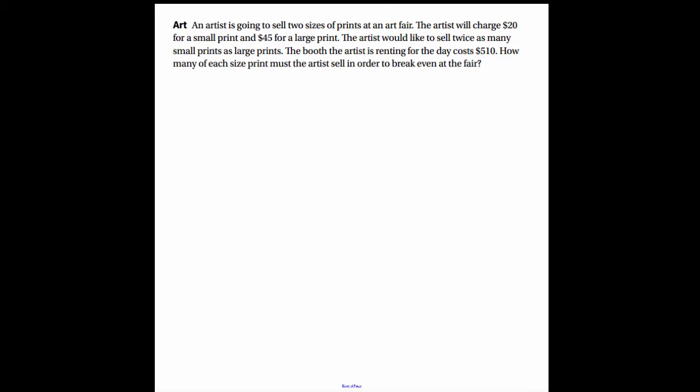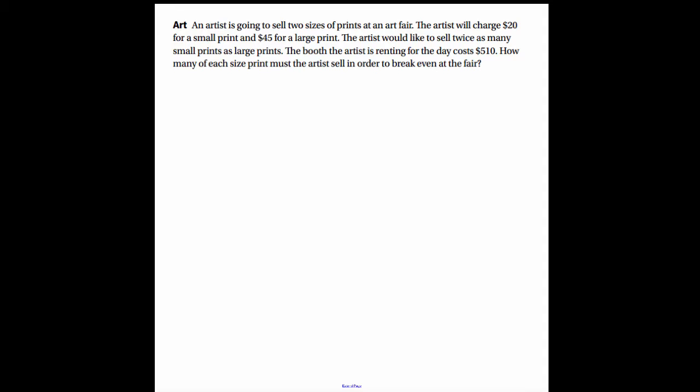First word problem. An artist is going to sell 2 sizes of prints at an art fair. The artist will charge $20 for a small print and $45 for a large print. The artist would like to sell twice as many small prints as large prints. The booth the artist is renting for the day costs $510. How many of each size print must the artist sell in order to break even at the fair?